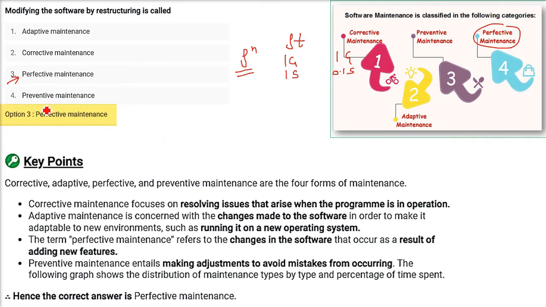So perfective maintenance, as I said, changes in the software that occurs as a result of adding new features. Perfective. Also enhancement. Also you can say the performance enhancement, and making the software more rugged, more strong, more stable, more mature, more quality wise improved. This is done in perfective maintenance.